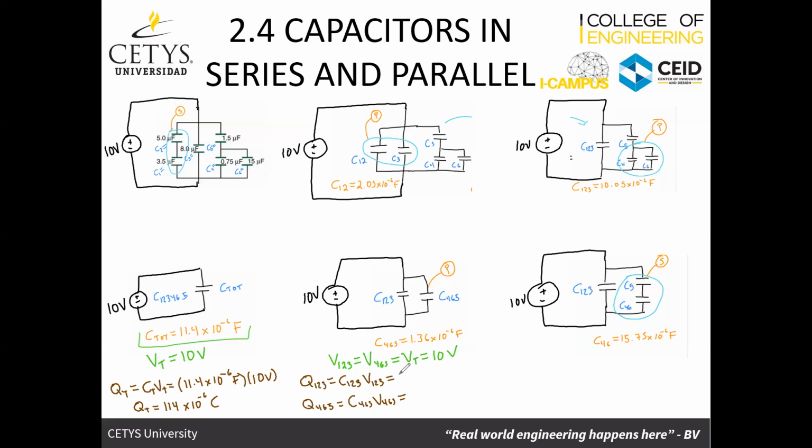For 1,2,3, I got 1.005 times 10 to the minus 4, or 100.5 times 10 to the minus 6. And the charge of 465? 1.36 times 10 to the minus. Correct, 1.36 times 10 to the minus what?